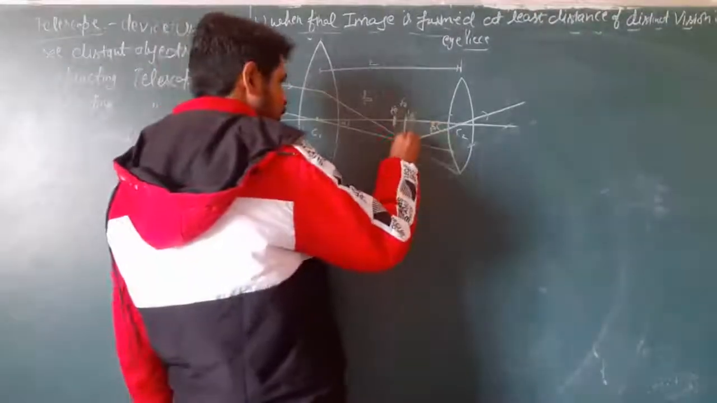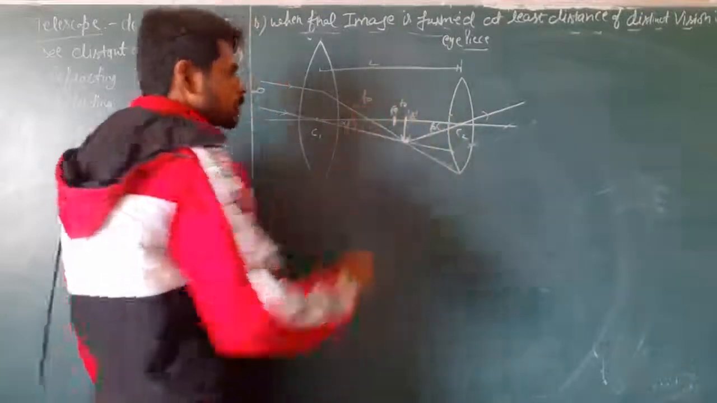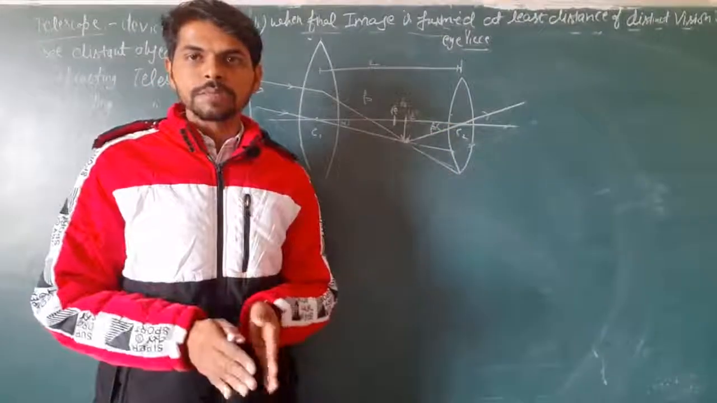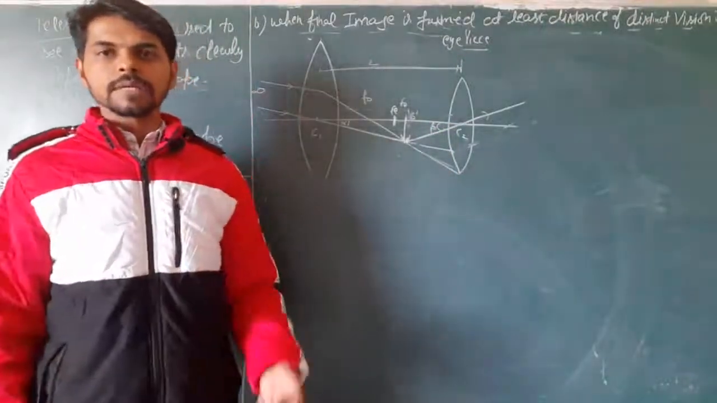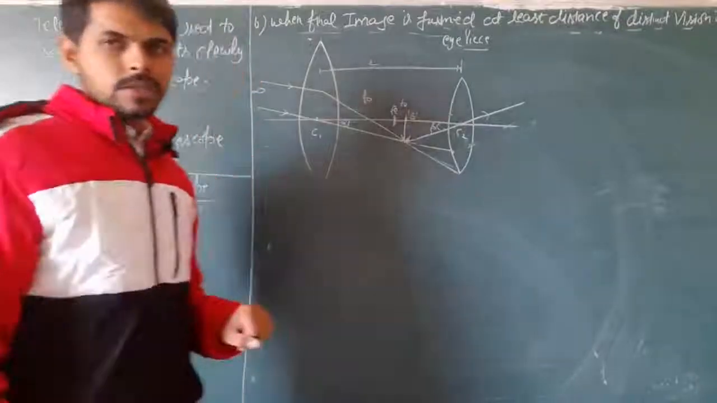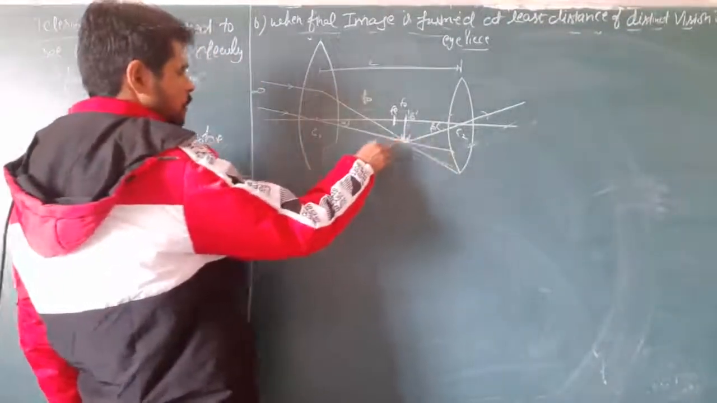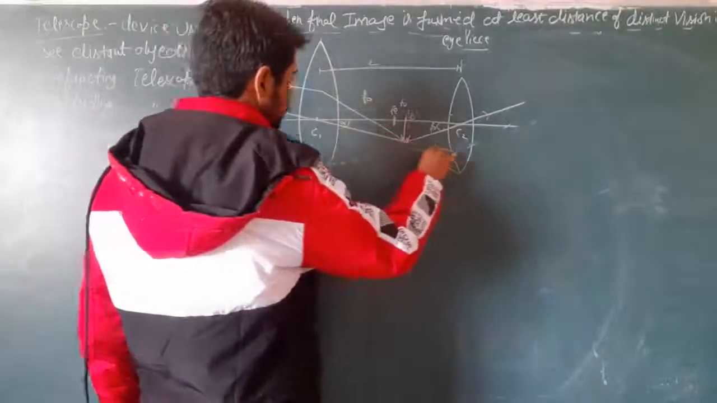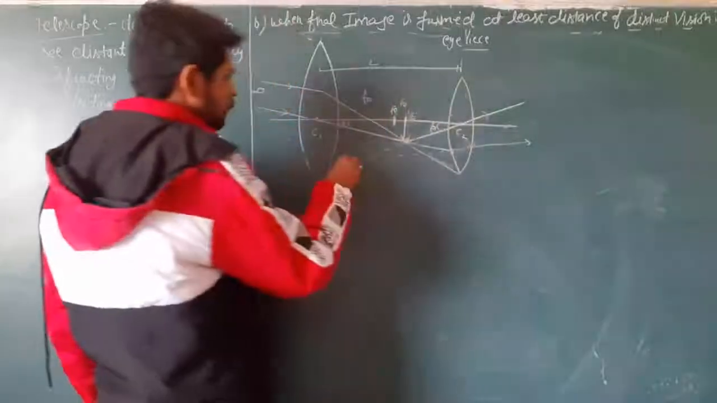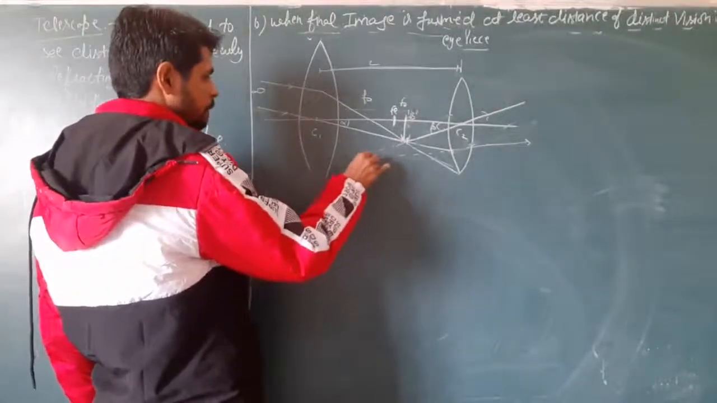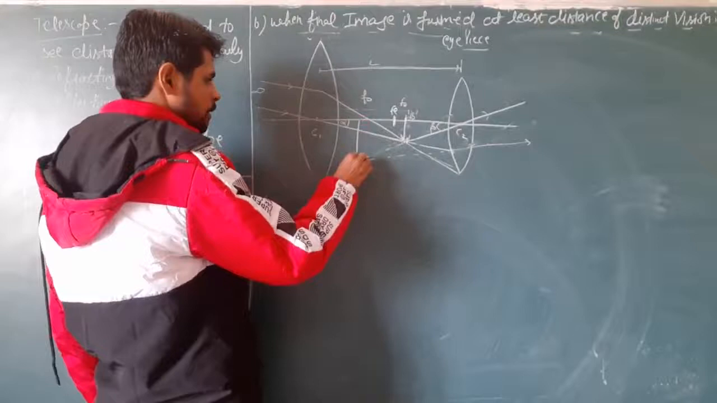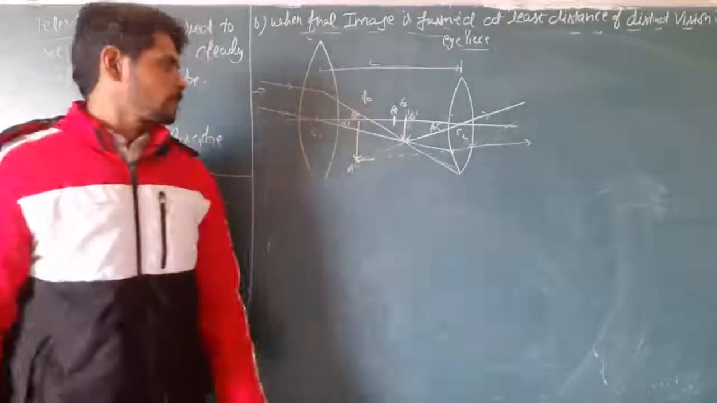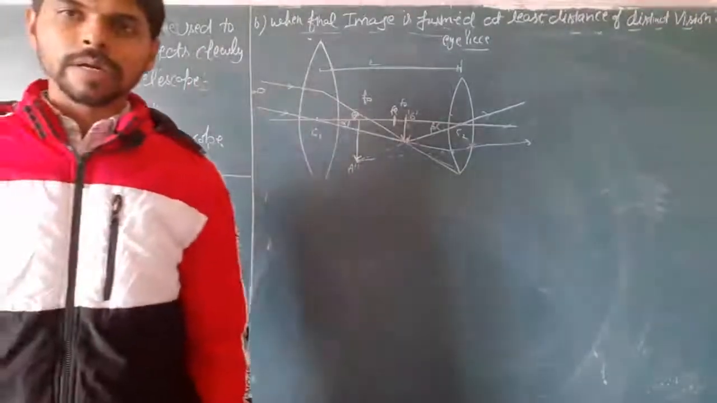So this is the object for the eye lens, and the object is placed between the optical center and focus. When the object is placed very close to the eye lens, between optical center and focus, the image will be formed at the least distance of distinct vision. So one ray will be like this, another ray will be like this. Where the two rays meet, there will be the image. This image is the final image, that is A double dash B double dash.